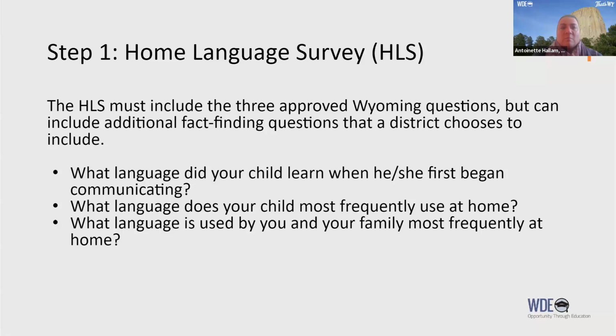The HLS must include 3 approved Wyoming questions, but districts may also include additional fact-finding questions of their choice. Number 1 is, what language did your child learn when he or she first began communicating? Number 2, what language does your child most frequently use at home? And number 3, what language is used by you and your family most frequently at home?